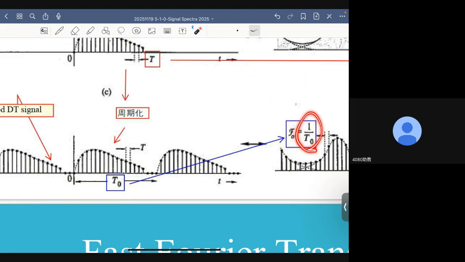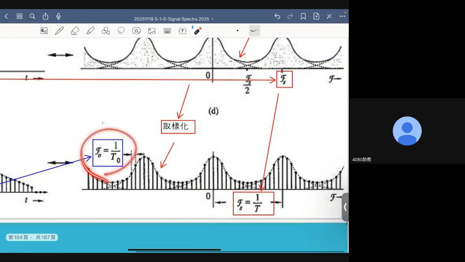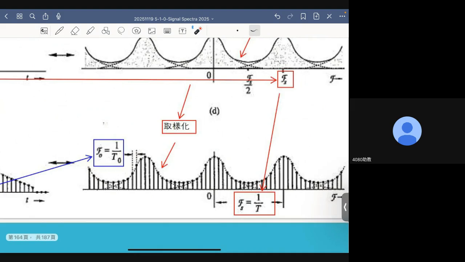This is the fundamental frequency given in Hertz. Okay? If it is given in radians per second, then this spacing is actually 2 pi over T0. So F0 represents the frequency resolution.